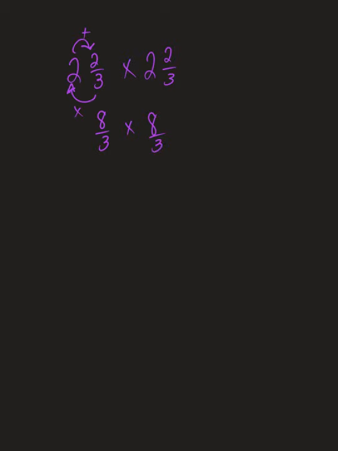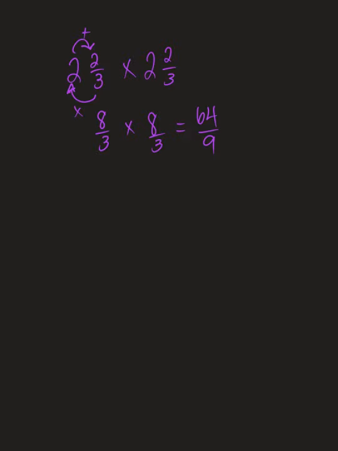Now I cannot cross cancel anything here. Both 8 and 3 do not have a number that can divide into both of them except for 1. So I'm going to keep it exactly the same and multiply straight across. So 8 times 8 is going to give us 64, and 3 times 3 gives us 9.